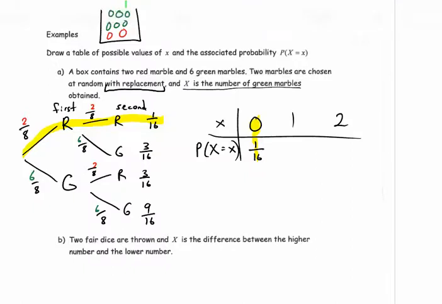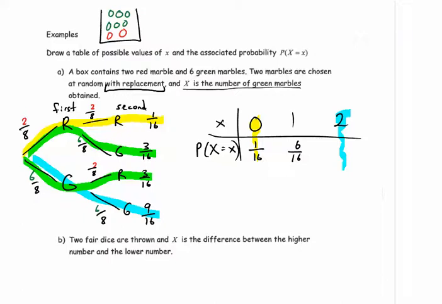The chance that I get 1 green marble, 6 out of 16. You can simplify that fraction if you wish, but this helps me to see that it all adds up to 1 if I keep the same denominator. Chance that I get 2 green marbles, 9 out of 16. And if I add all those numbers, 1 plus 6 plus 9, the total is 16 out of 16, which means I must have done it right.